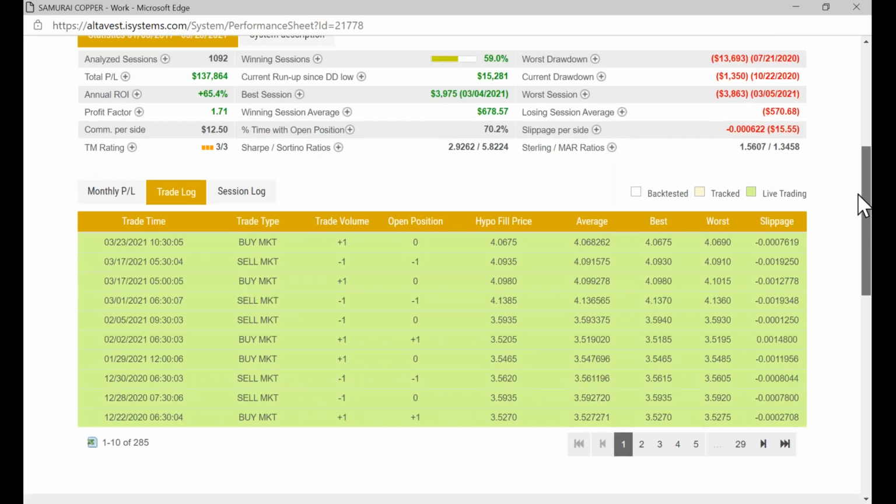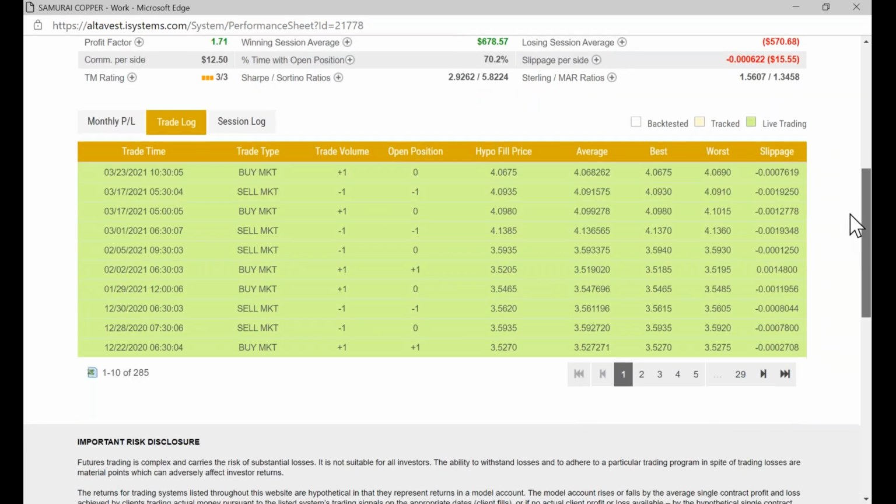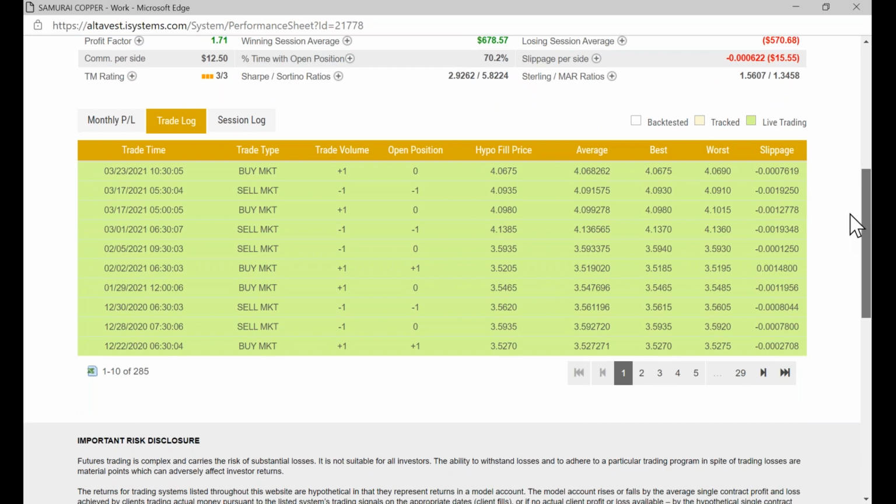We like to leave the systems on. Once you turn one on, I think it's best to leave it on for a period of time rather than try to get in and out, day by day or week by week. But here's the trade log, so you can look at all the trading activity. Everything is transparent. Nothing is hidden from you.